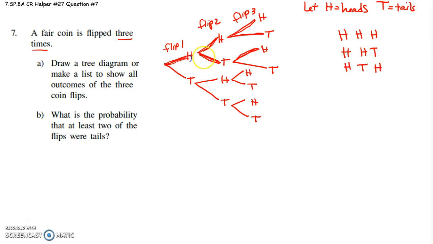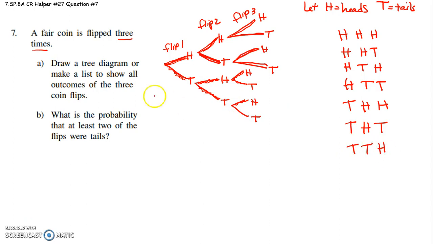Now I'm going to go again. Heads, tails, tails, along that branch. Now I'm going to go along this branch: tails, heads, heads. This is how you can make an organized list. Tails, heads, tails. Now I can go tails, tails, heads. I'm going to hit all the possible outcomes. Tails, tails, tails.